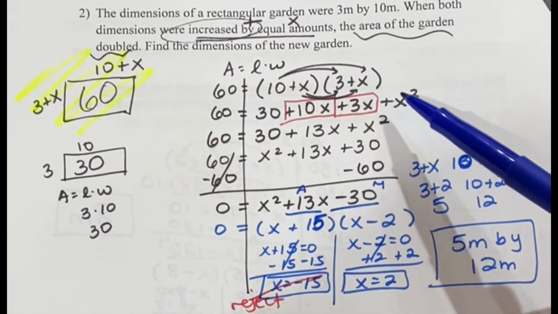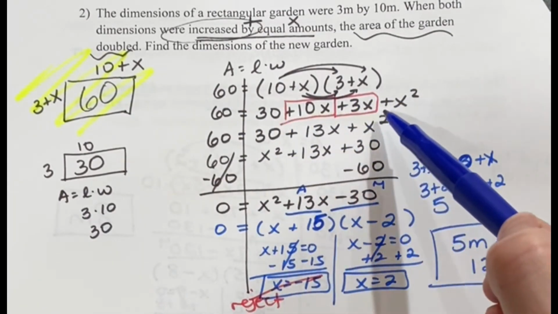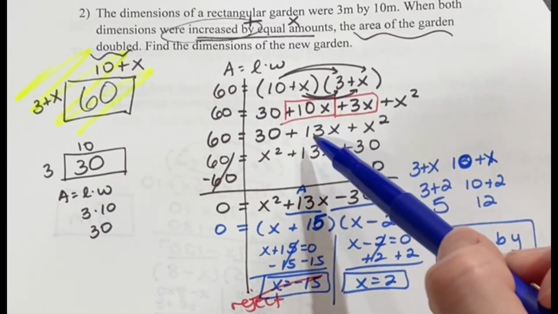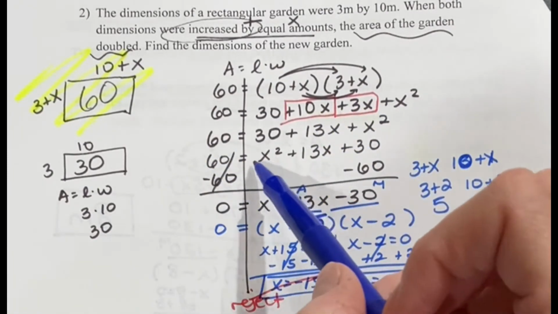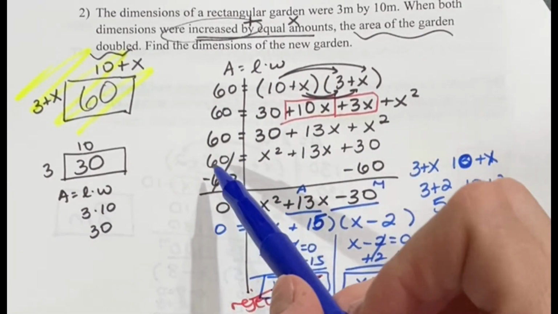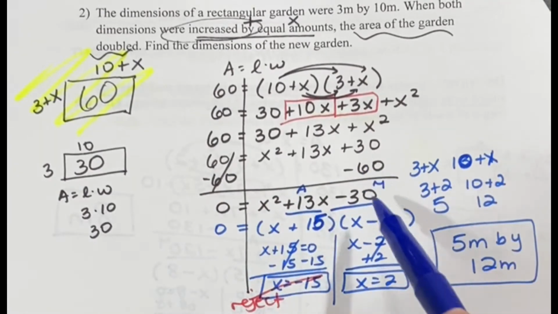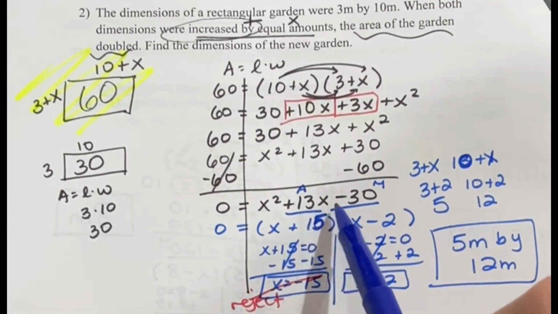So when we solved, we double distributed, and we got 60 equals 30 plus 10x plus 3x plus x squared. We combined our like terms, and 10x and 3x became a 13x. Then I rewrote it in standard form, so I had x squared plus 13x plus 30 equals that 60. We subtracted 60 on both sides to set it equal to 0. And I end up with 0 equals x squared plus 13x minus 30.